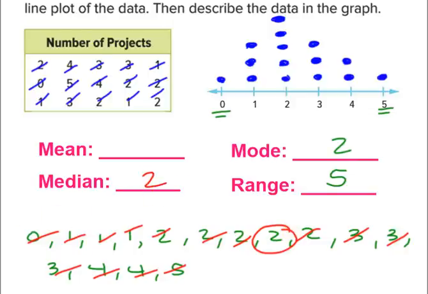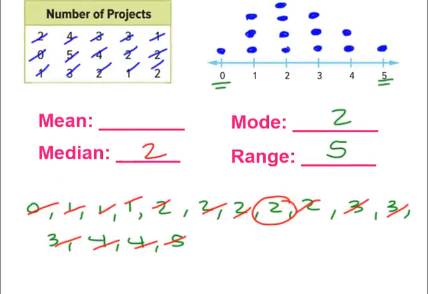And then I need to find the mean. So I'm going to add up all my numbers. When I add them all up, I get 35. And I'm going to divide by how many numbers there are, or how many dots there are. There should be the same thing. 15. And that's going to give me 2.3 repeating, and I'm going to round to the 100th, so that's going to be 2.33.